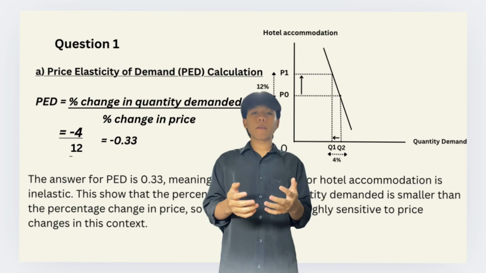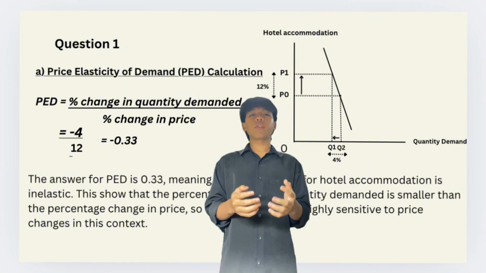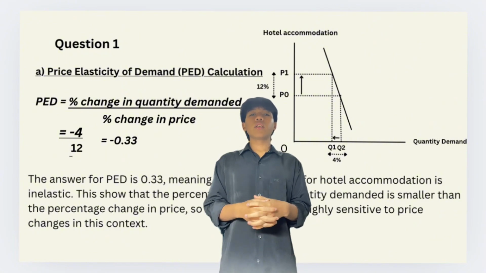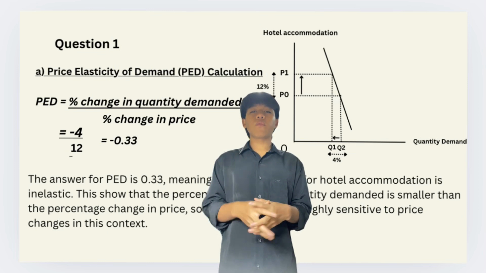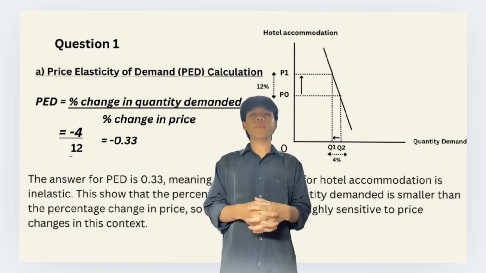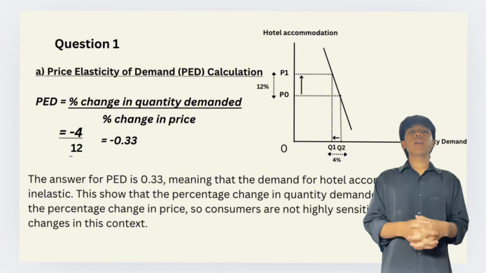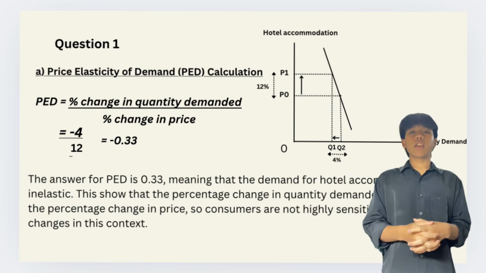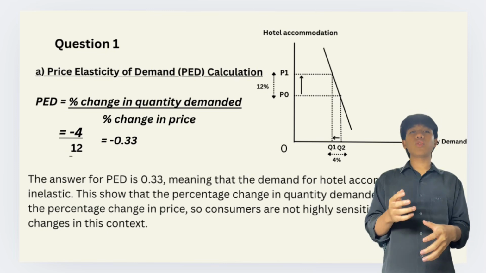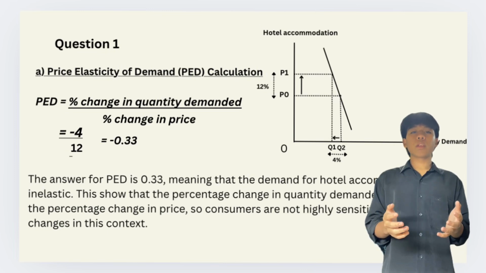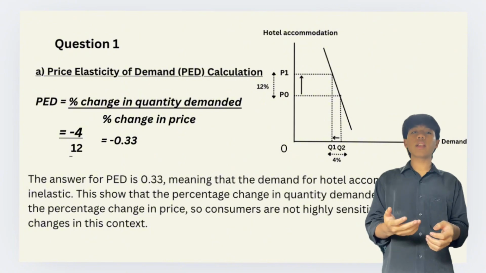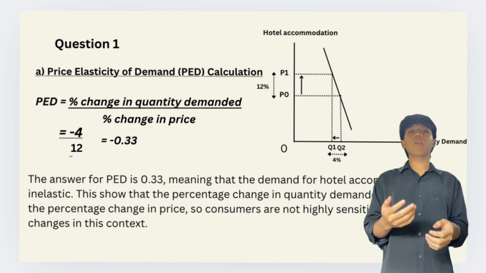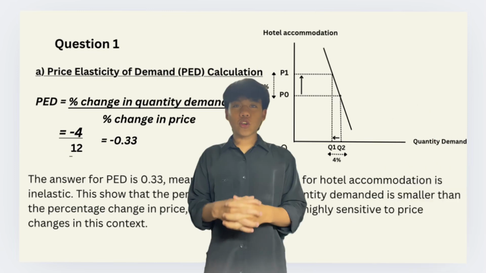After we calculate, we got the answer: price elasticity of demand equals negative 4 over 12, which equals negative 0.33. Negative 4 is the change in quantity demanded and 12 is the change in price. The absolute value is 0.33, meaning demand is inelastic. This indicates that even though the price increased, the drop in demand was relatively small. People likely still needed hotel accommodations, perhaps for business or leisure purposes.